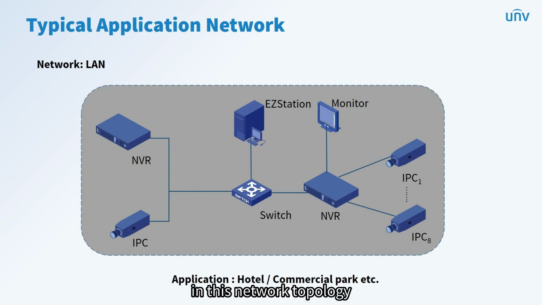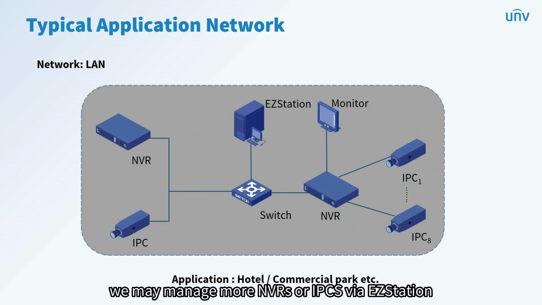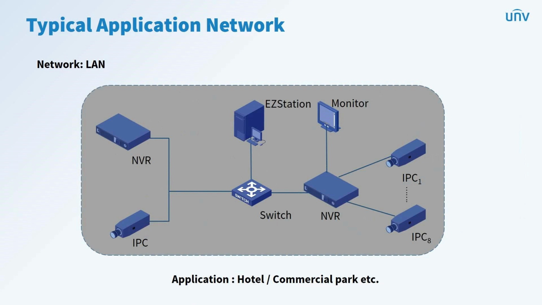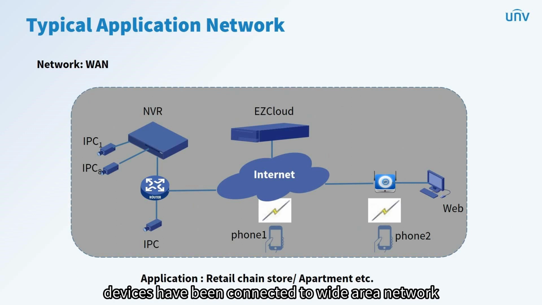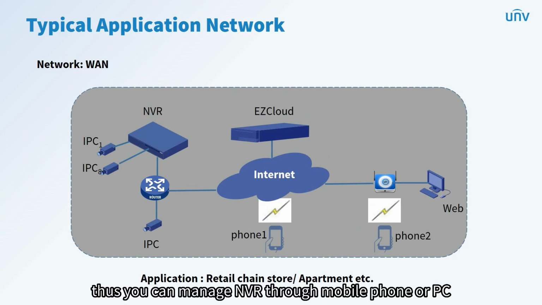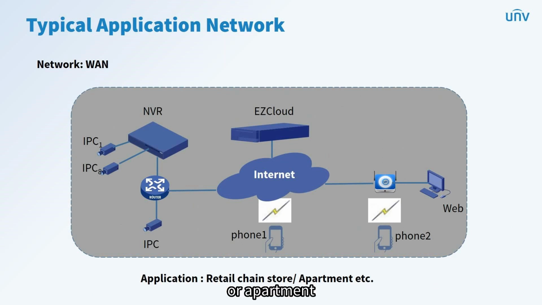In this network topology, NVRs have been accessed to EasyStation, which is a PC software for small and medium-sized video surveillance. We may manage more NVRs or IPCs via EasyStation. And the system is still in a local area network. In this topology, NVR can be registered on EasyCloud server over Internet. With the help of routers, devices have been connected to wide area network. Thus you can manage NVR through mobile phone or PC on the remote side. It is very convenient for scenarios like retail store or apartment.